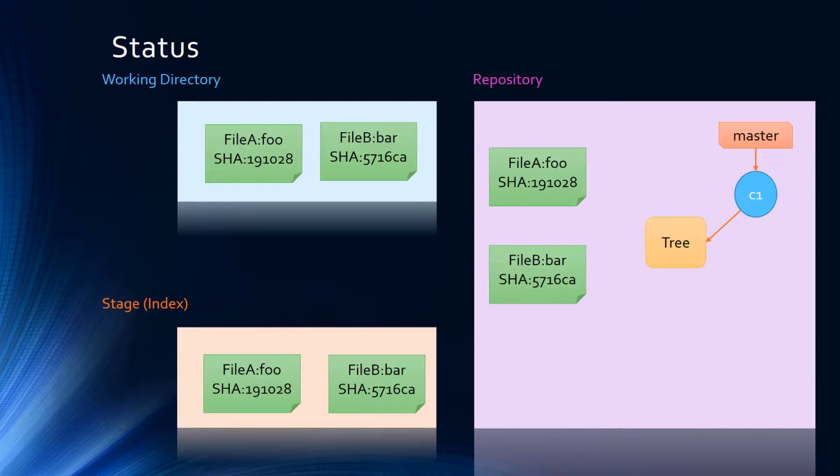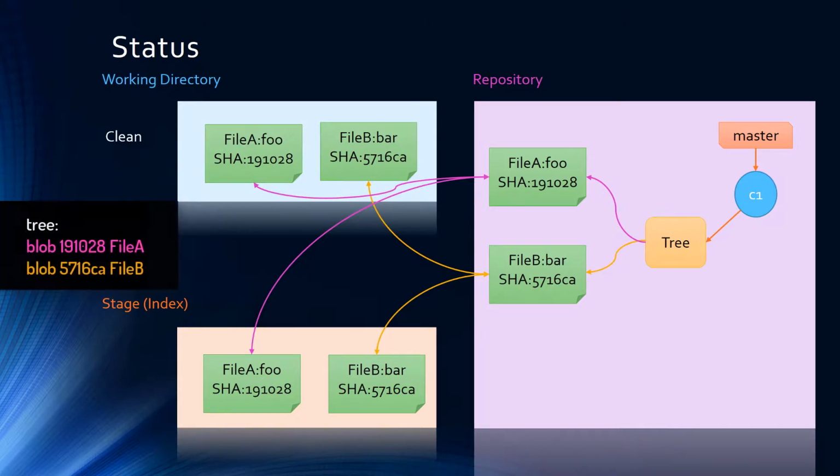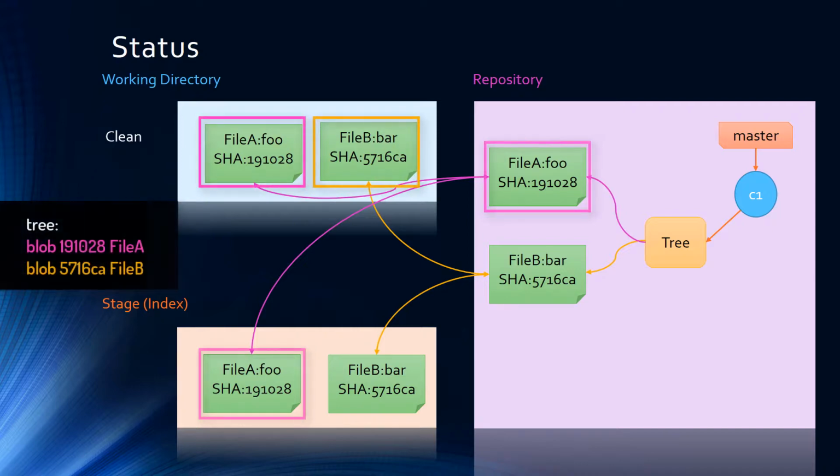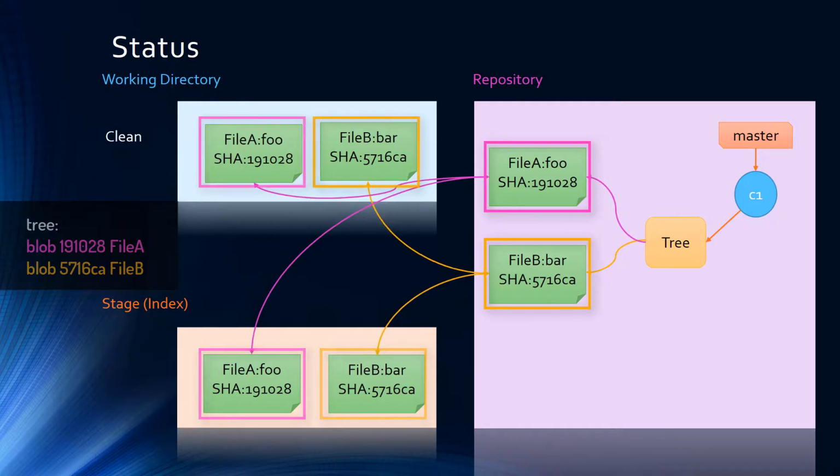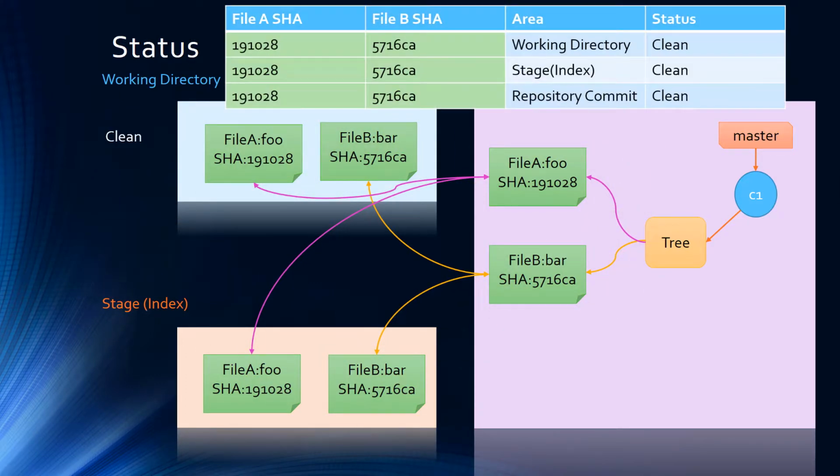Clean state. In this state, the file contents and the structure are the same among the working directory, stage, and repository. If we use a tree to describe it, the root tree should be the same. Let's check the table, which describes the file states in three areas: working directory, stage, and repository commits. In file A, the content is foo. SHA is 191028.